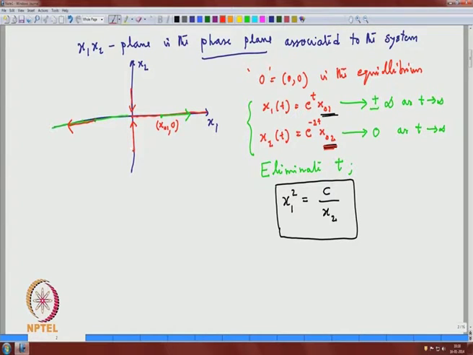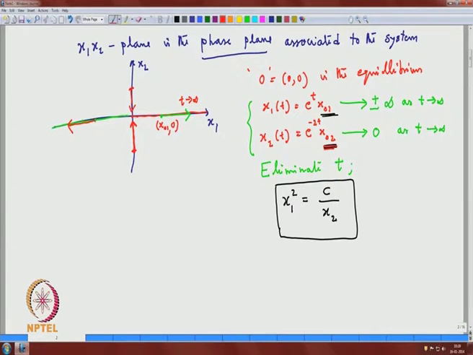So, this is at the time t equal to 0 or any other time, and this arrow represents t tending to infinity. You have to understand this arrow as the direction of t. So, if you move from here, it will move along this direction towards the equilibrium point, but if you start from here, it moves away from the equilibrium point.